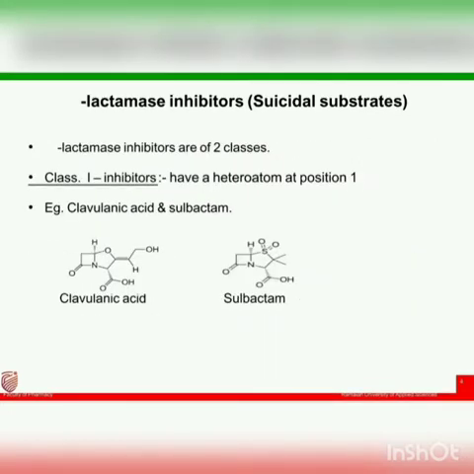Now we will see the classification of beta-lactamase inhibitors. There are two classes of beta-lactamase inhibitors: class 1 inhibitors and class 2 inhibitors. Class 1 inhibitors have a heteroatom at position 1. Examples are clavulanic acid and sulbactam. The structures of clavulanic acid and sulbactam are given on the screen.